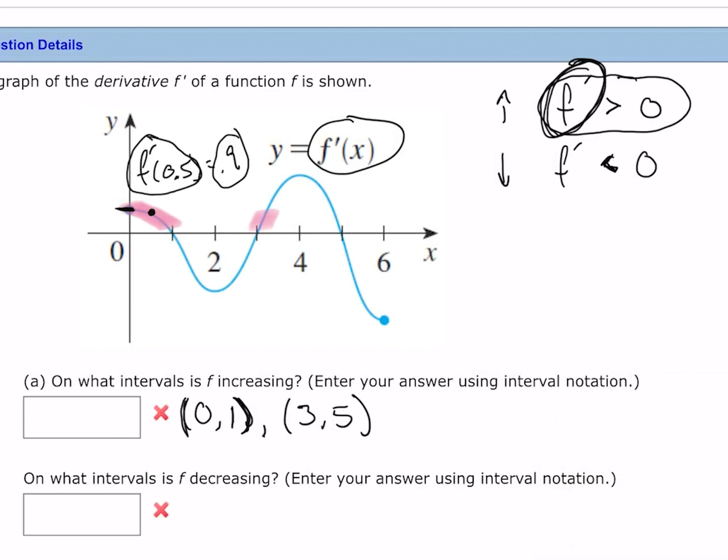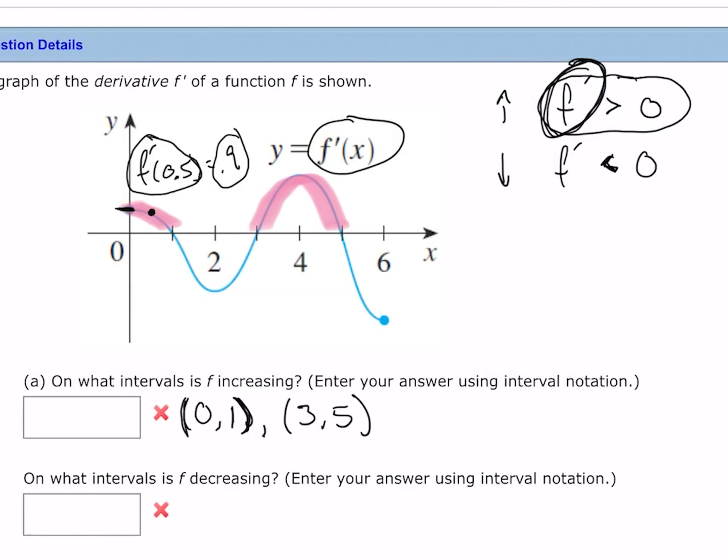Here and here. Notice that those are the two parts of the graph of f prime of x that are above the x-axis. They have y values that are greater than 0.